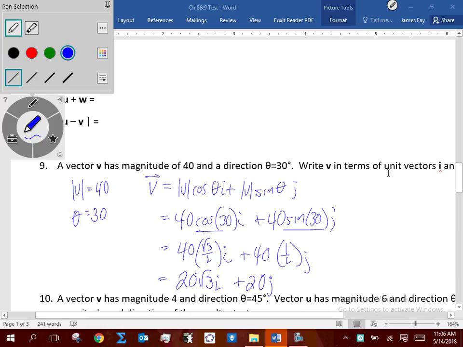Now, writing in terms of i and j, I'd prefer that you write it that way. I did see some people doing this, 20 radical 3, comma 20. That's not a huge deal because that's how we write that vector in component form. But I think it's a little bit more obvious if we see it with the i's and j's. But nonetheless, that's how you would do that.